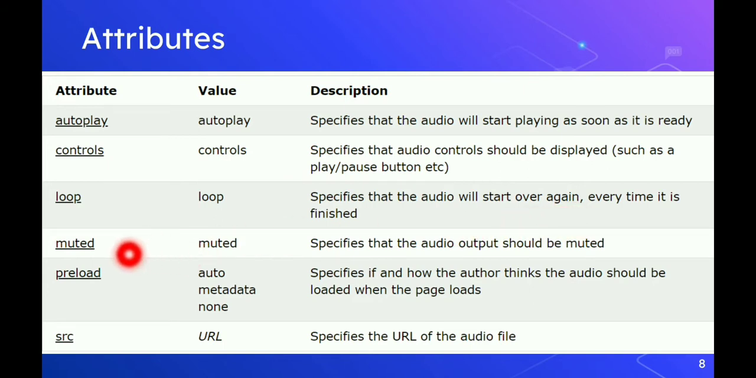Then we have the muted attribute. It specifies that the audio output should be muted by default. You can unmute if you want. Preload specifies if and how the author thinks the audio should be loaded when the page loads. After that we have src. It specifies the URL of that particular audio file.